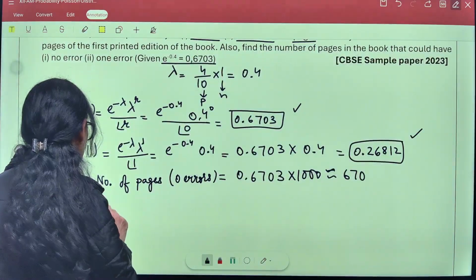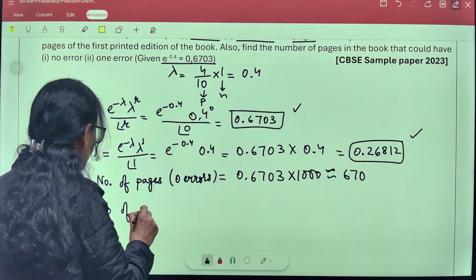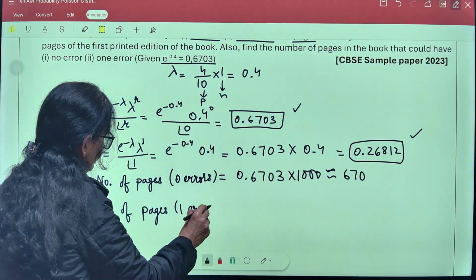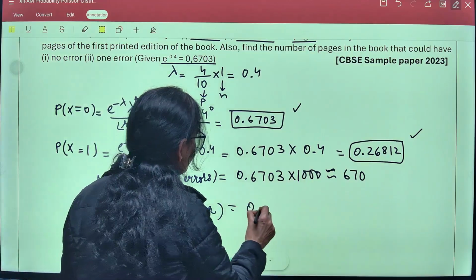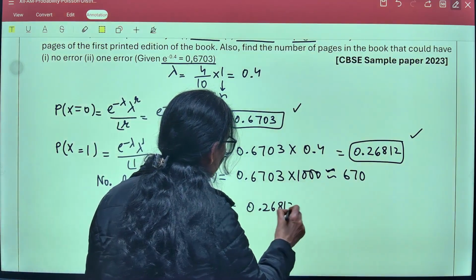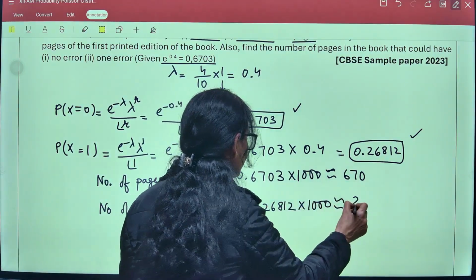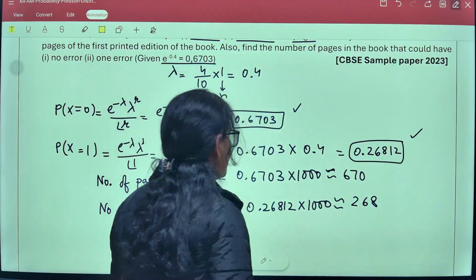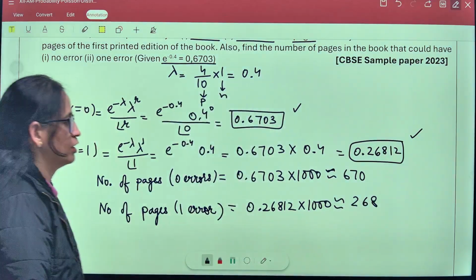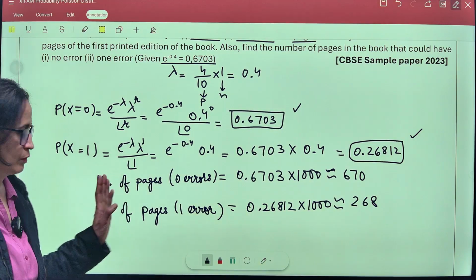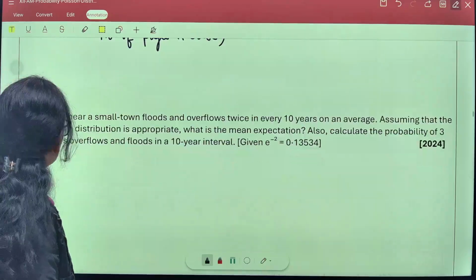Similarly, the number of pages with 1 error is going to be 0.26812 multiplied by 1000, and this gives you an approximate value of 268 pages. So there are going to be approximately 268 pages with 1 error and 670 pages with no error. Fine. So let's move to the next question.